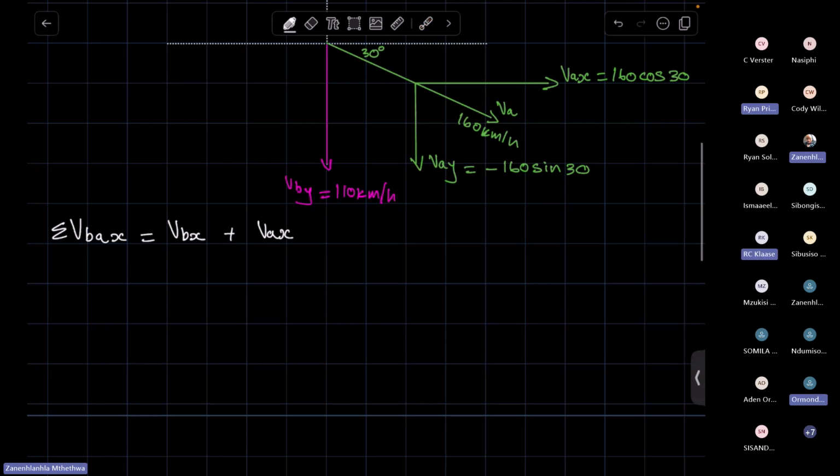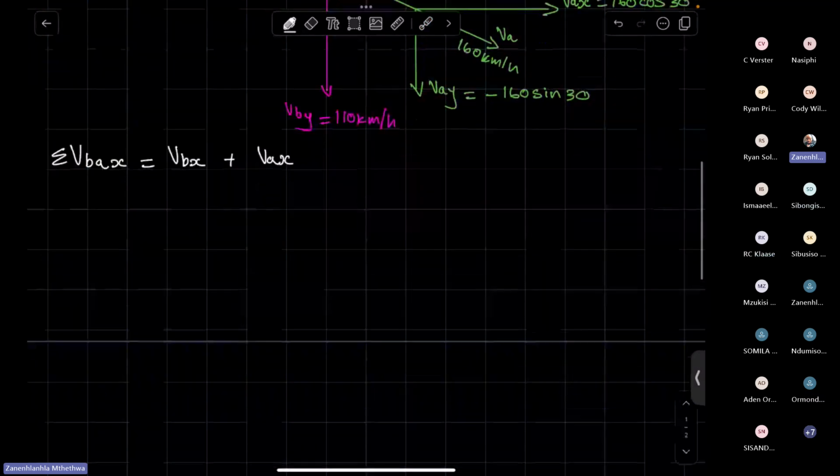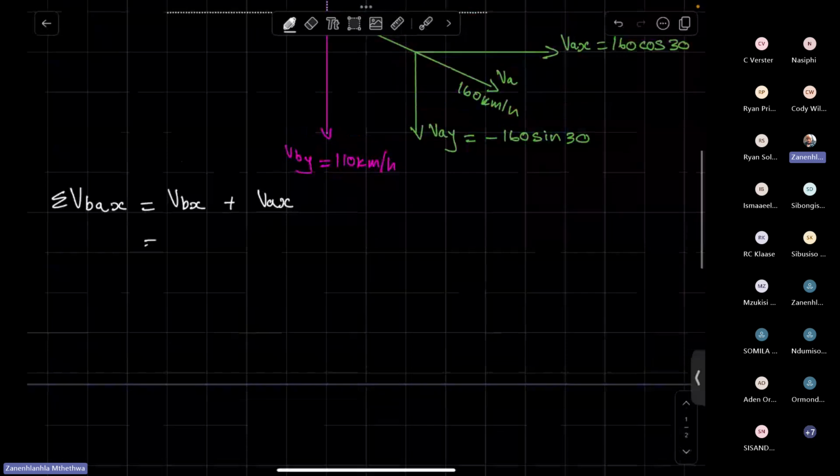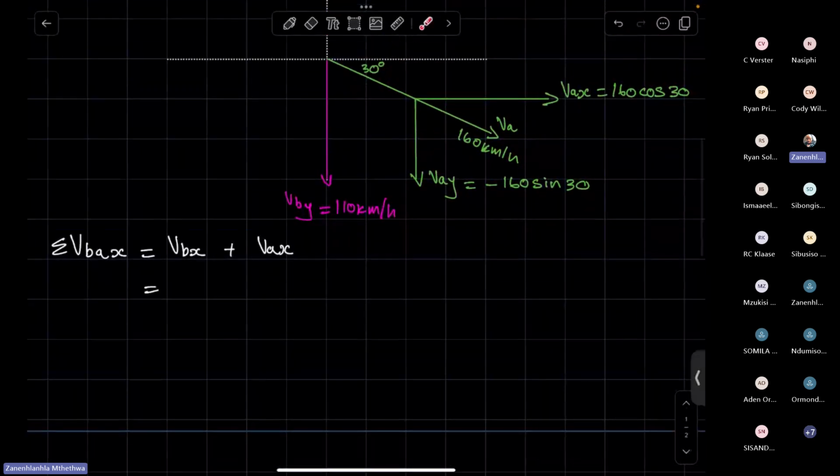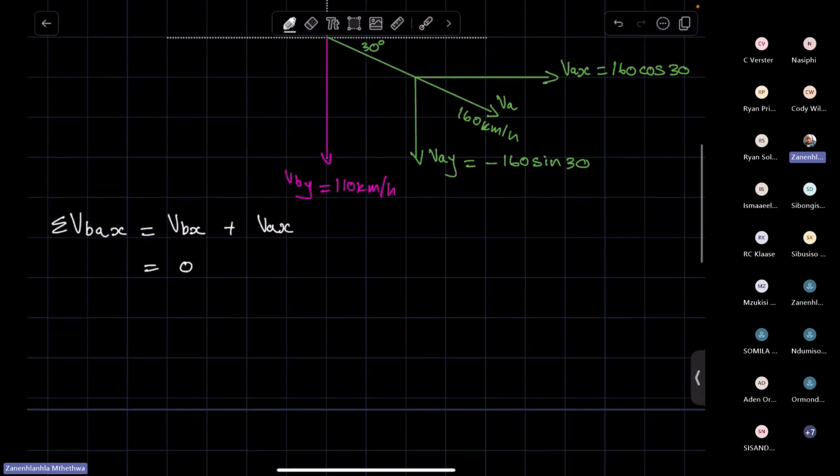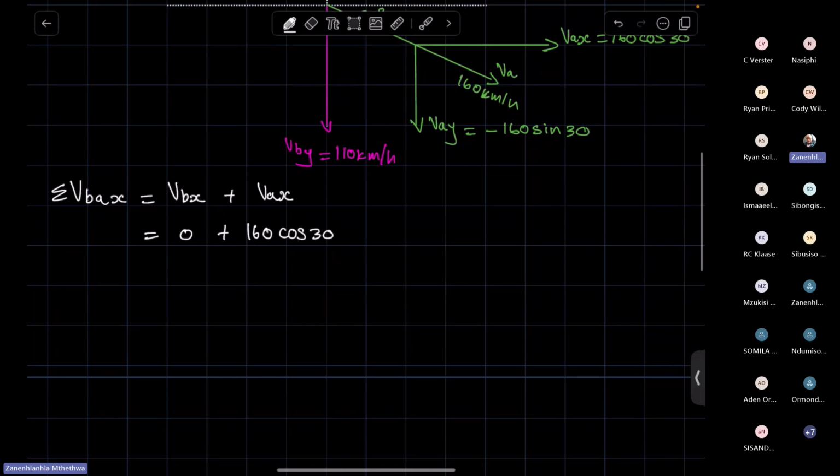Then all you do now is substitute. B doesn't have an x component, so this will just be 0, plus VA, the component of VA in the x direction, which is positive 160 cos 30. Now what do we get here? What is 160 cos 30?